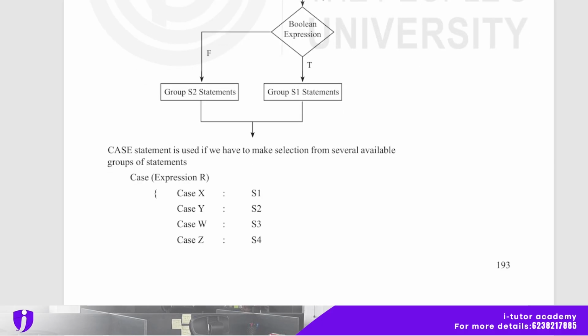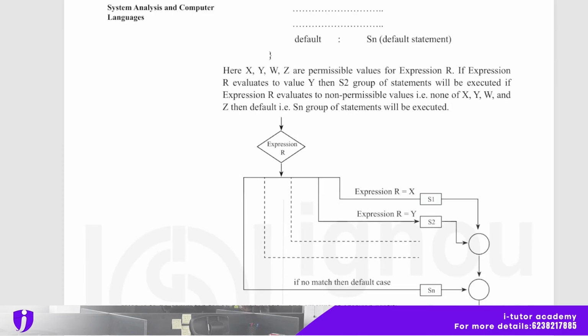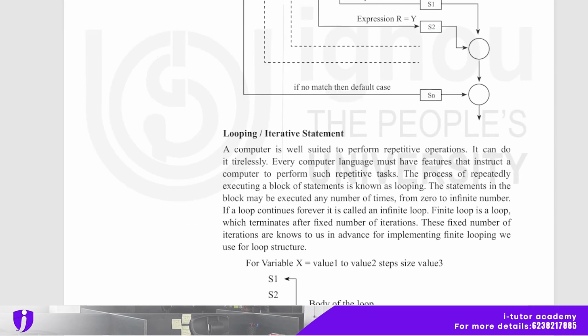The case statement is used if we have to make a selection from several available groups of statements. Here x, y, w, z are permissible values for expression r. If expression r evaluates to value y, then the S2 group of statements will be executed. If expression r evaluates to non-permissible values, none of x, y, w and z, then the default Sn group of statements will be executed, like that.